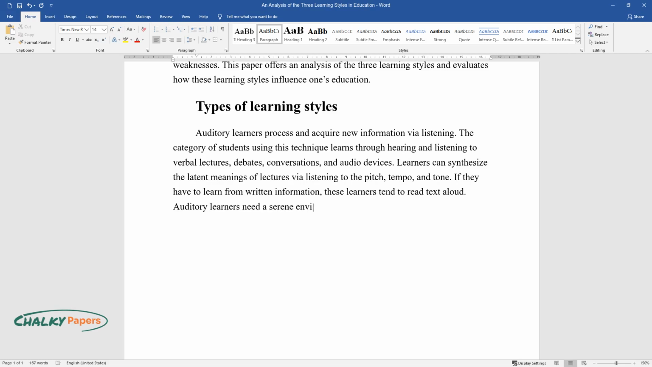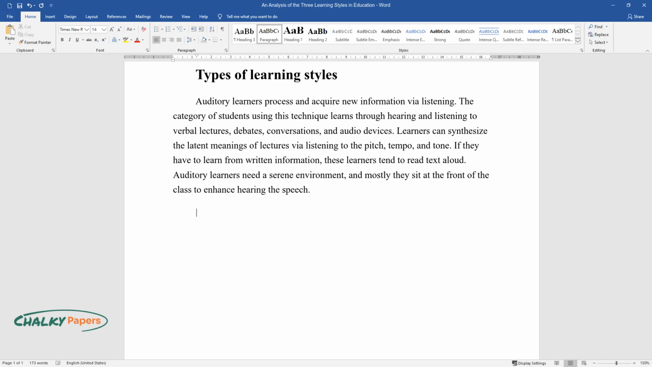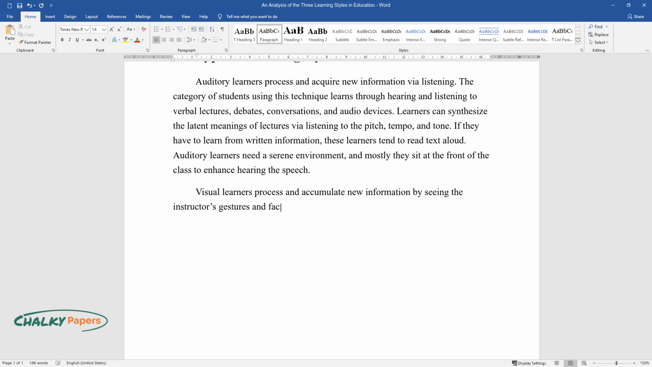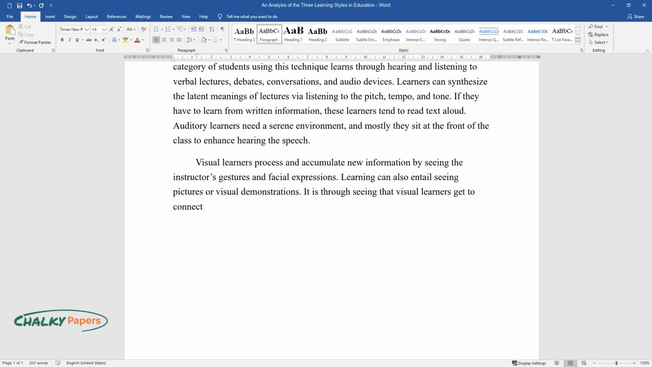Auditory learners need a serene environment, and mostly they sit at the front of the class to enhance hearing the speech. Visual learners process and accumulate new information by seeing the instructor's gestures and facial expressions. Learning can also entail seeing pictures or visual demonstrations. It is through seeing that visual learners get to connect what they see with what they hear in a bid to comprehend the content of the study.